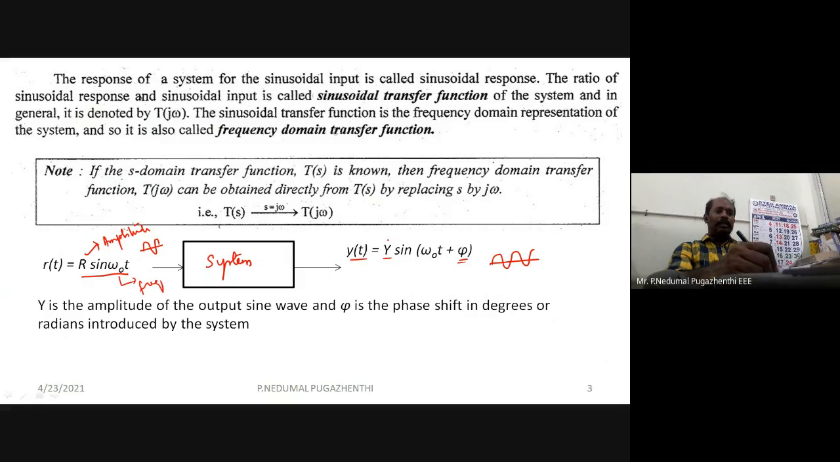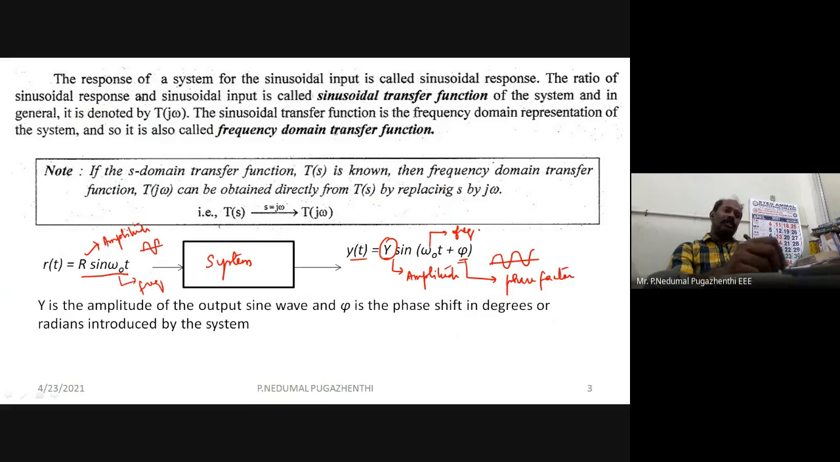And here the amplitude is Y. You are getting the same frequency omega naught, with a phase shift. So Y is the amplitude of the output sine wave, and phi is the phase shift, which may be in degrees or radians as per the requirement of the system.